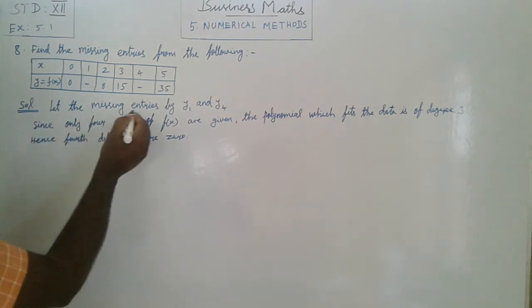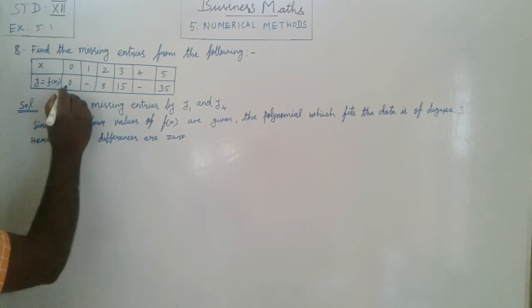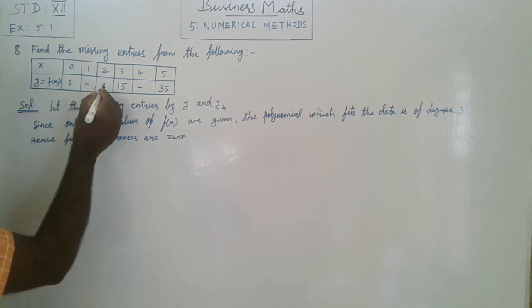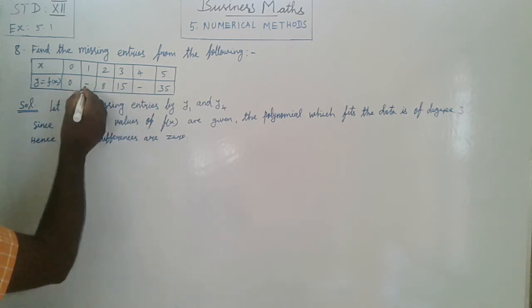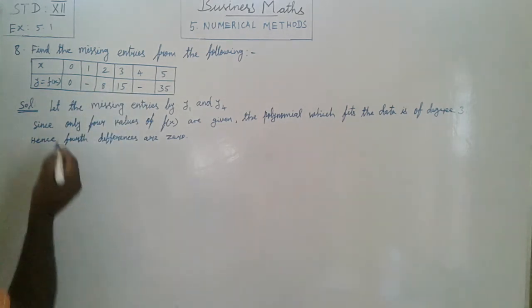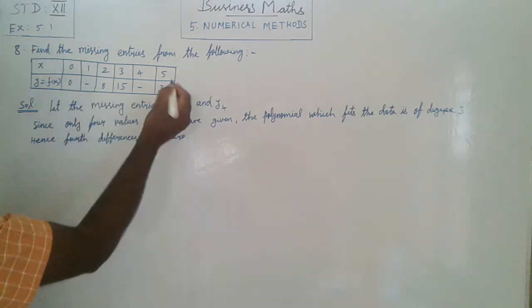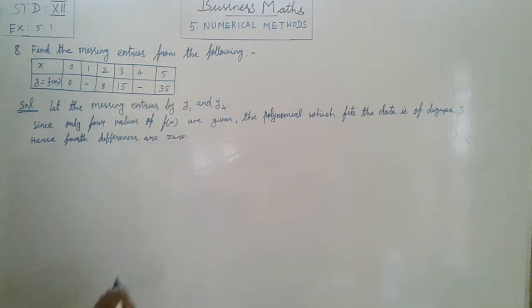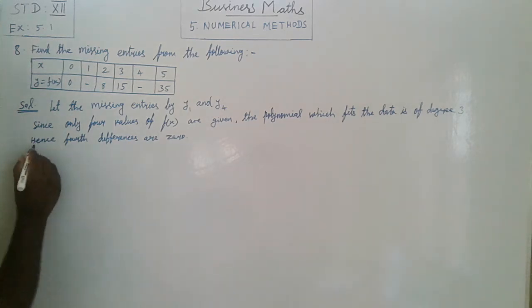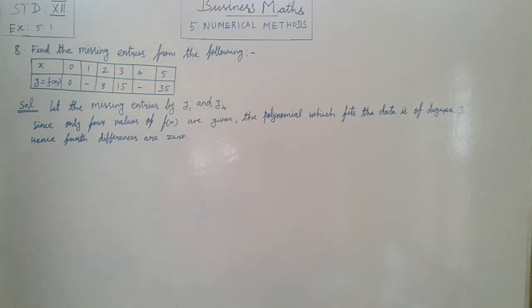Solution. Let the missing entries be y1 and y4. Y0, y1, y2, y3, y4. So y1 and y4 are the missing terms, so we should find them out. Since only 4 values of f of x are given, 1, 2, 3, 4 values are given, the polynomial which fits the data is of degree 3. Hence the fourth differences are 0. Fourth difference is what? 0.